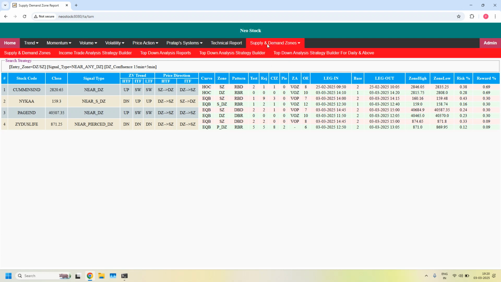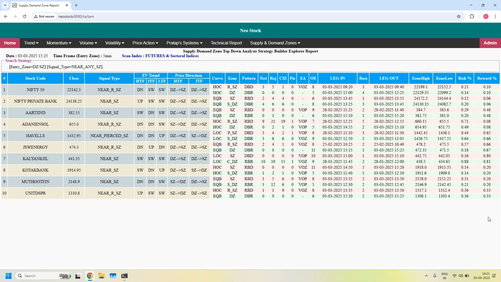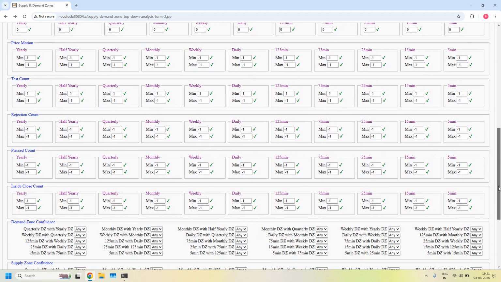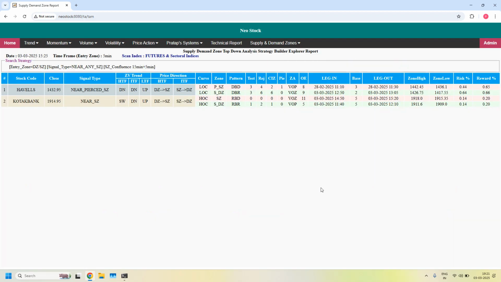Okay, next, 5 minutes time frame, stocks near 5 minutes supply zone. 10 stocks we got. Let's verify how many of these 5-minute supply zones are having ITF confluence. Nifty 50 is also having a 5-minute supply zone, already tested 3 times. So, okay. 5-minute supply zone with 15-minute supply zone confluence. We got 2 stocks.